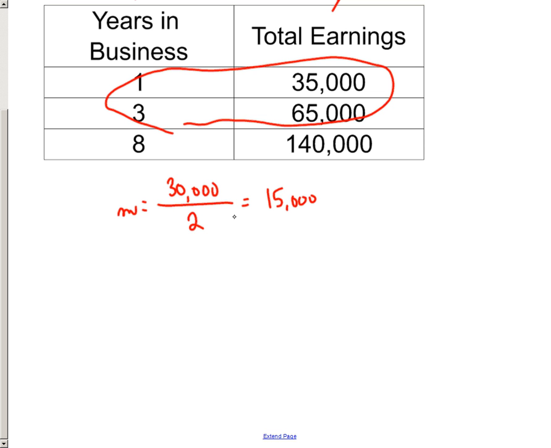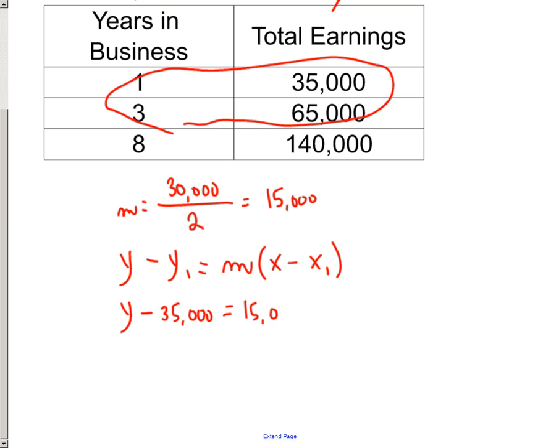And we'll come down a little bit lower and we'll plug it into the point slope formula. y minus y1 equals slope parentheses x minus x1. And we can just plug in whatever values we need to. I'm going to use the smallest one, the 1 and 35,000 for my y1 and x1. My slope again is 15,000. We work that out. And my 1 is my x value.